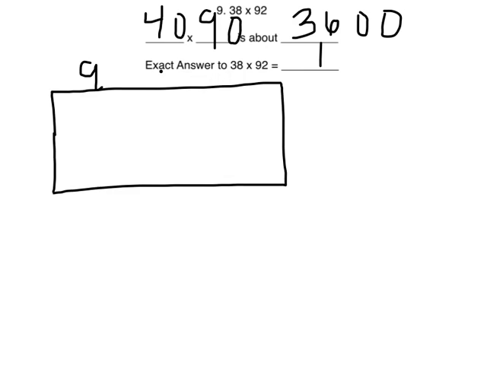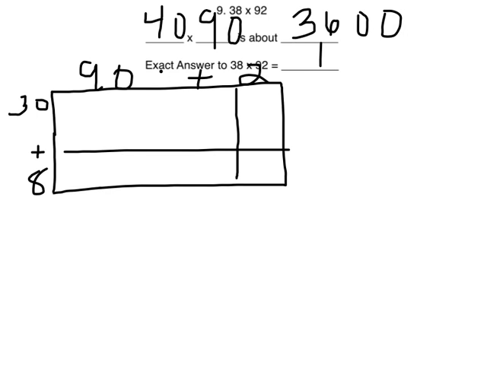I'm going to say 90 plus 2. I'm going to put that on top. And I'm going to draw a line to show that 2. And then I'm going to do 30 plus 8. And now I'm going to find the area of each one. So 90 and 30, multiplying to find the area of this rectangle gives me 27. And I'm multiplying 9 tens by 3 tens. So 10 times 10 is 100. So this is going to be 2700.